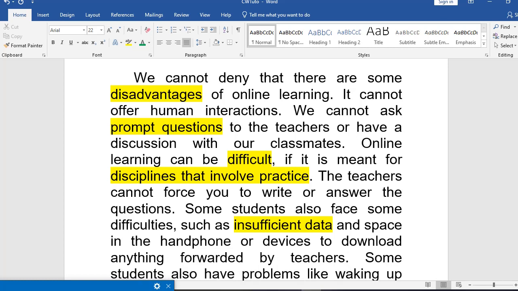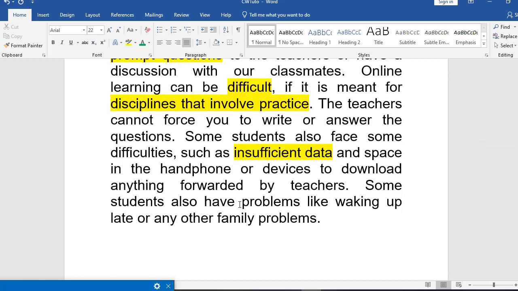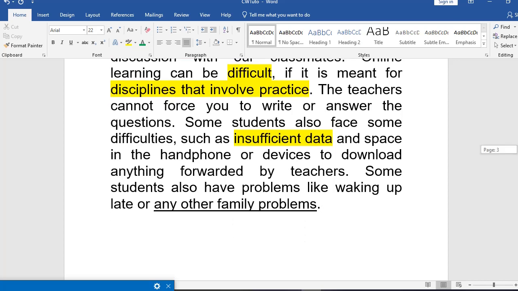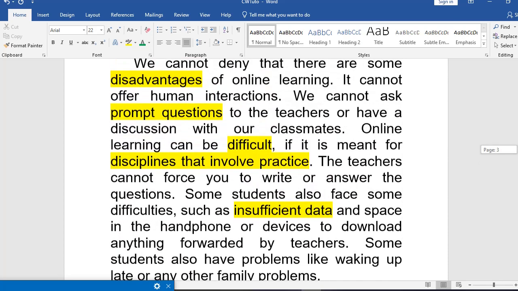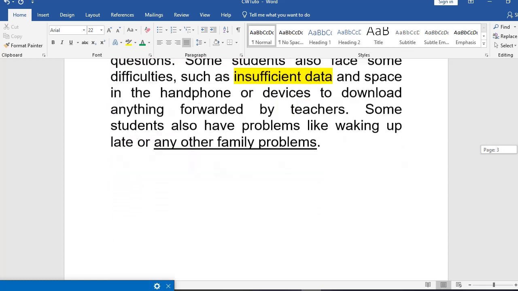Another problem. Some students, this is an attitude problem. Some students also have problems like waking up late or any other family problems. For example, your siblings making noise in the house so you cannot concentrate in your study. So that is the family problem. Okay, so we are done with the disadvantages.